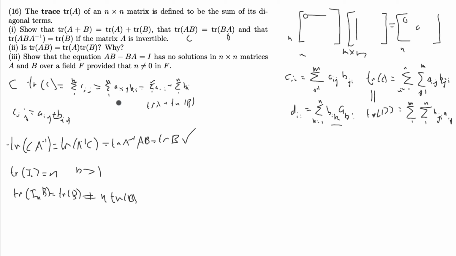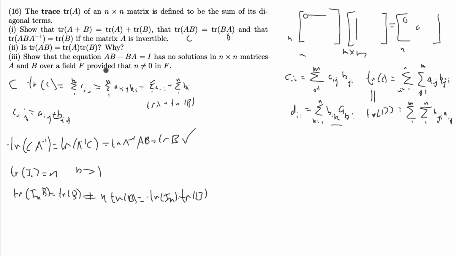If it were true, this would simply be a statement about the commutativity of scalar multiplication, so it's pretty trivial. So for n bigger than 1, this is not true, but this, as we've noted, would be the trace of I_n times the trace of B. So therefore, these need not be equal.